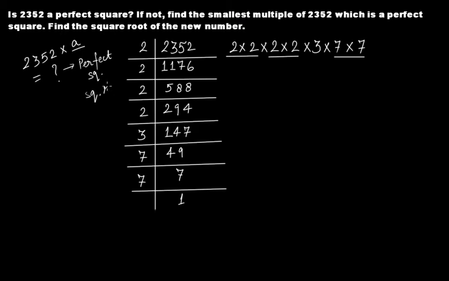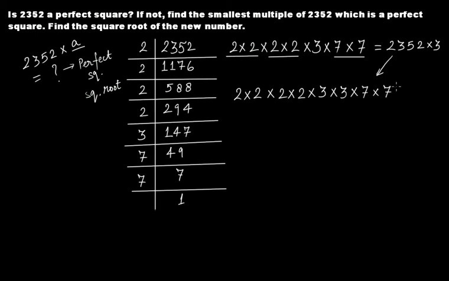Okay. If you look at this prime factorization, it's the prime factorization of 2352. If we multiply 2352 by 3, then what will happen? This will happen: 2 multiplied by 2 multiplied by 2 multiplied by 2 multiplied by 3 multiplied by 3 multiplied by 7 multiplied by 7.